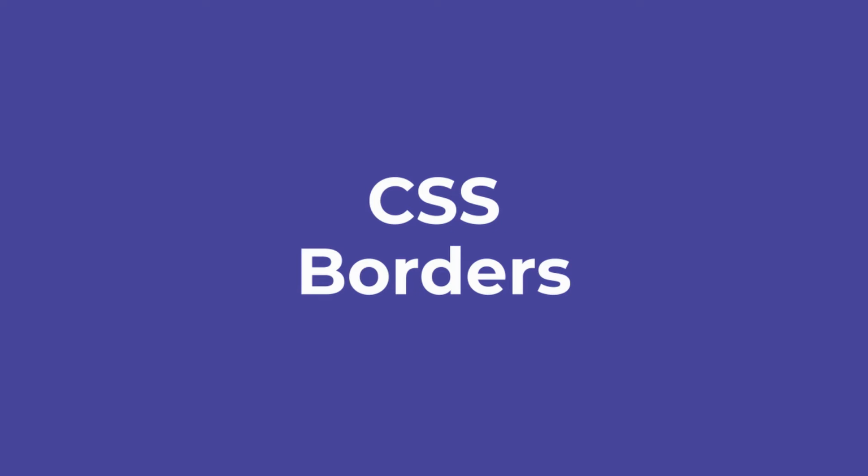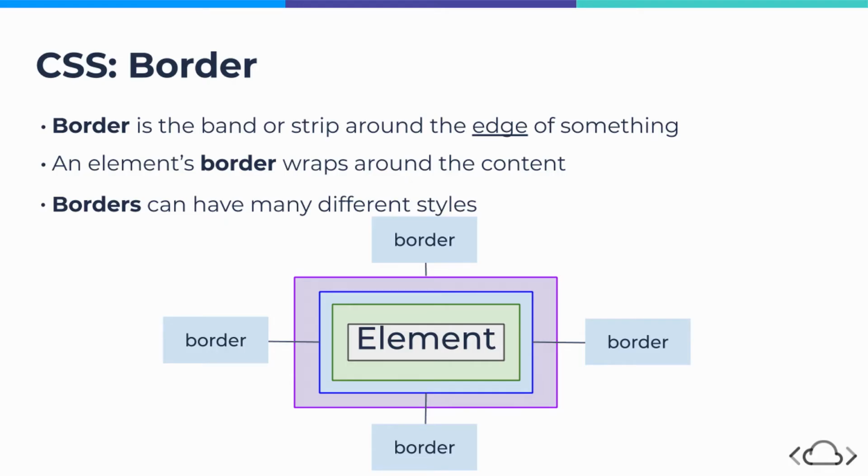Adding borders around elements on a web page is an important feature of web design, since it can be used to separate the contents of your web page. This in turn makes it easier for people to interpret the information presented on the page. The CSS border property is used to specify a border around a web element. For instance, a border could be applied around an image, a box, or text. A border is the band or strip around the edge of something. It wraps around the content and can have many different styles.